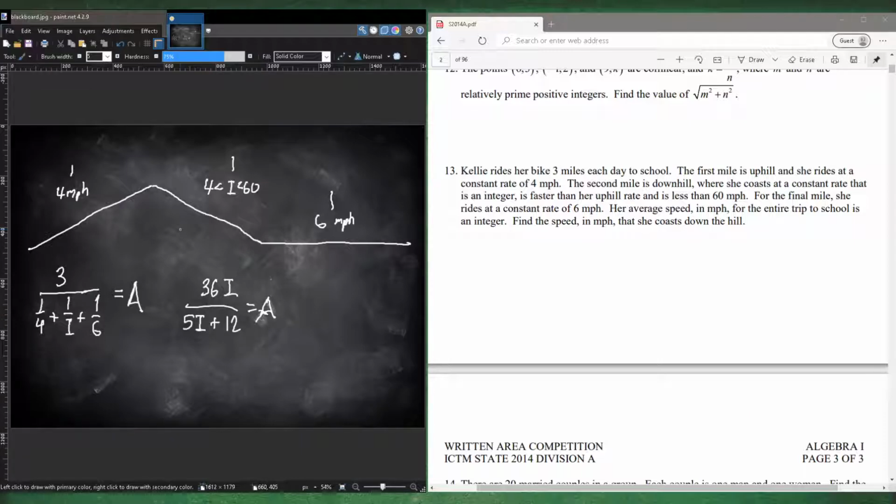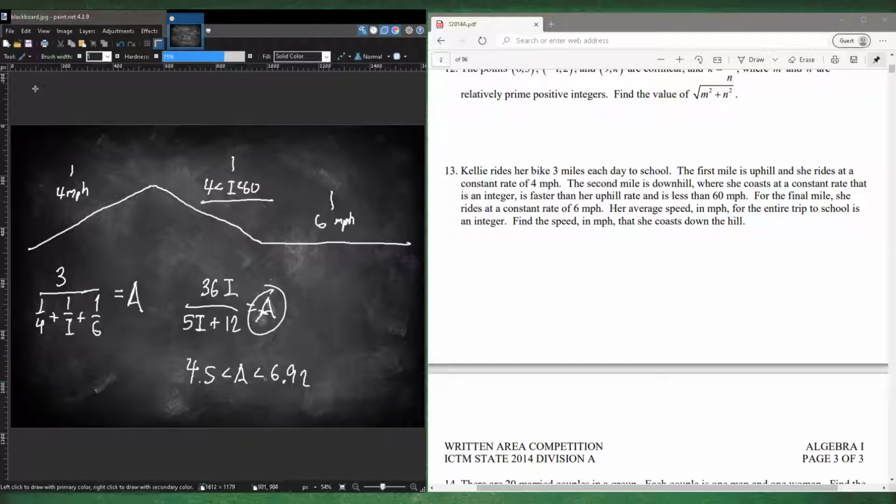Well, we already know the bounds for i, so we could get the bounds for A. Because A has to be an integer, we could bound A, and then find i. So plug in 4 for i: 36 times 4 divided by 5 times 4 plus 12, and that is 9 over 2, which is 4.5 for A, the lower bound. And for the upper bound, we put 60 in here: 36 times 60 divided by 5 times 60 plus 12. That comes out as a rounded decimal, which we could say is 6.92.